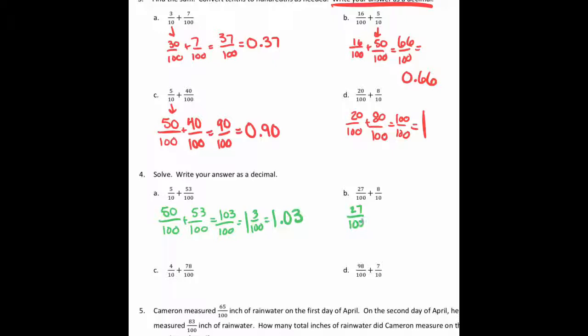Okay, part B says 27 hundredths plus 8 tenths. Well, 27 hundredths plus 80 hundredths, because that's what 8 tenths is, will give you 107 hundredths, which is the same thing as 1 and 7 hundredths, or 1.07.